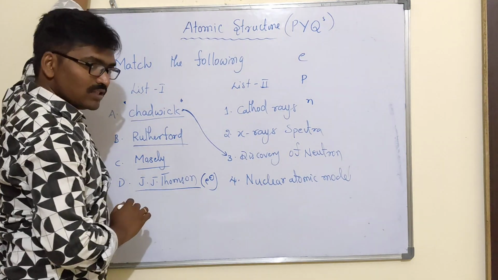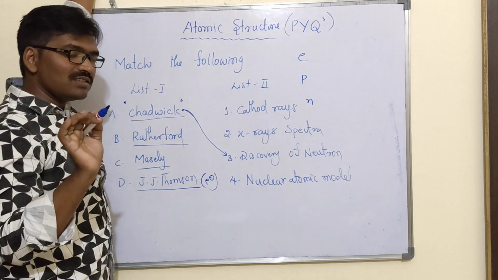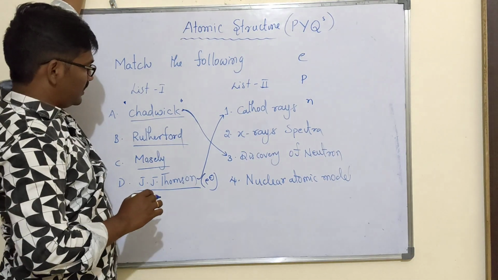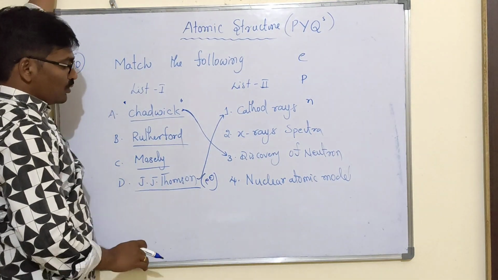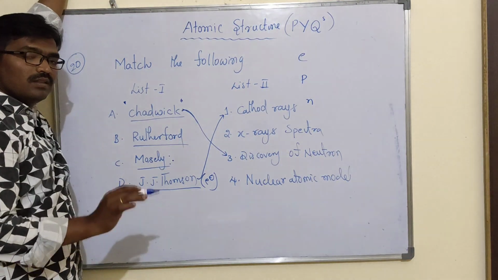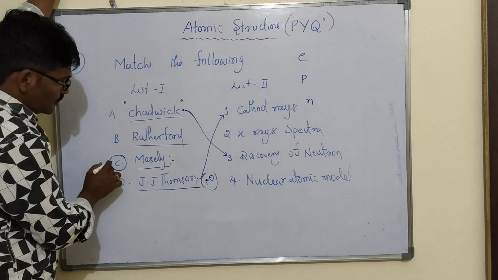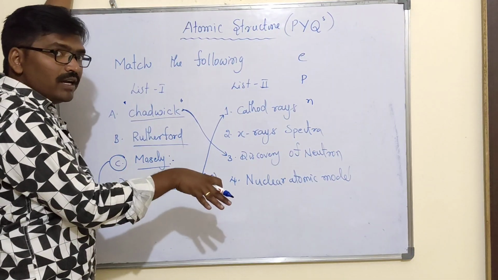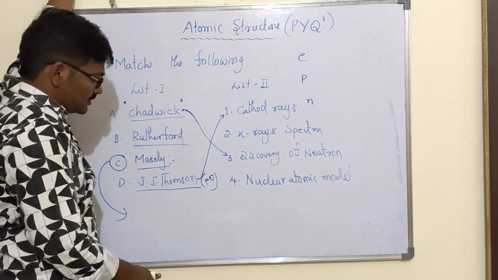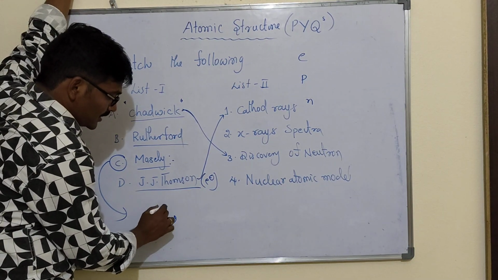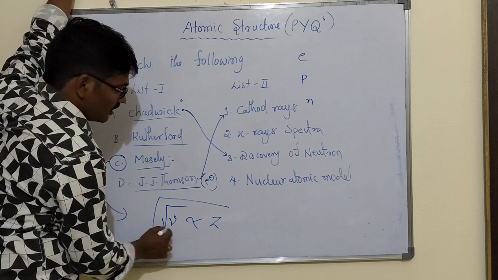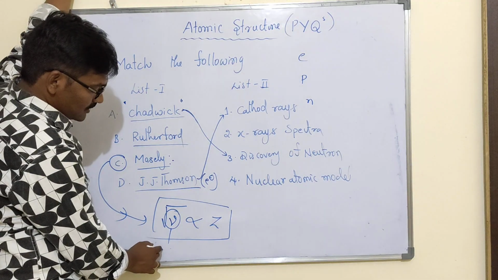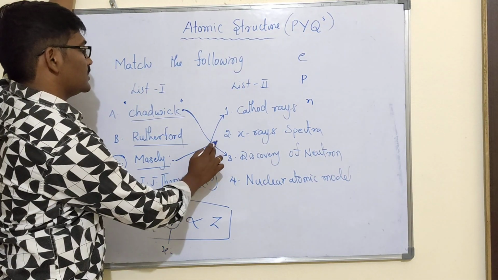J.J. Thomson found out electrons, and this is based on the cathode rays. So since he worked based on cathode rays, the cathode ray is the answer for this. Next, Rutherford and Moseley. Moseley's work is based on the atomic number. When heavy target metals are bombarded with X-rays, Moseley found a formula that the frequency of X-rays is directly proportional to the atomic number. So this belongs to X-ray spectra.